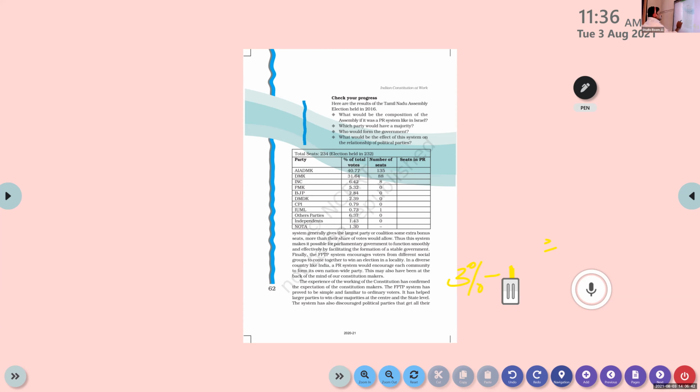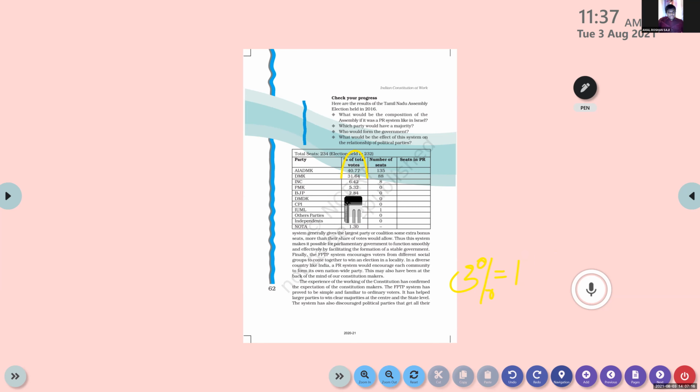So in the FPTP system, you can see ADMK got 135 seats, DMK 88 seats, the National Congress 8 seats, other parties PMK 0, BJP 0, DMDK 0, CPI 0, IUML 1 seat. Okay, this is the way. And voting share also is there. I told you, 3% of vote is equal to 1 seat. More or less, 3% of vote is equal to 1 seat.